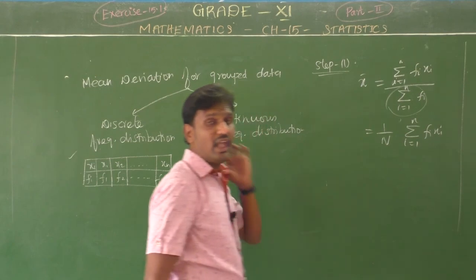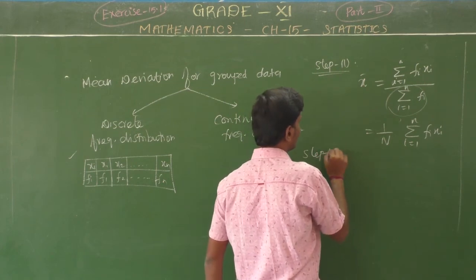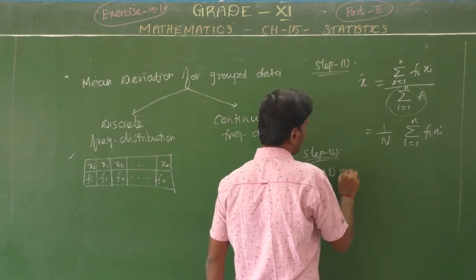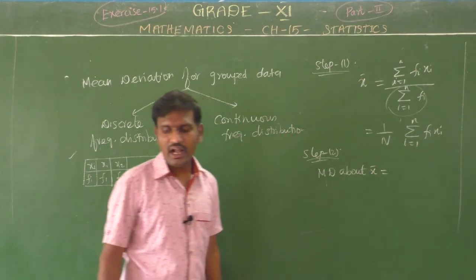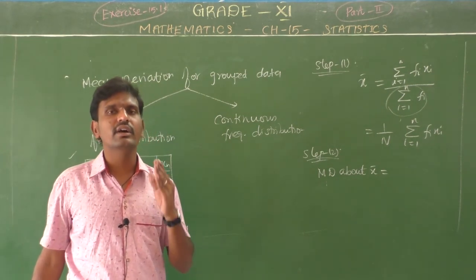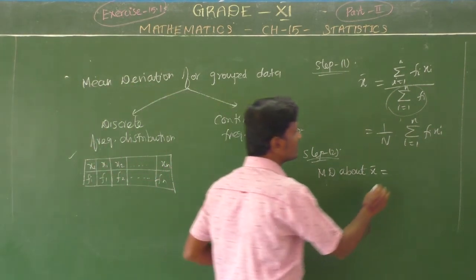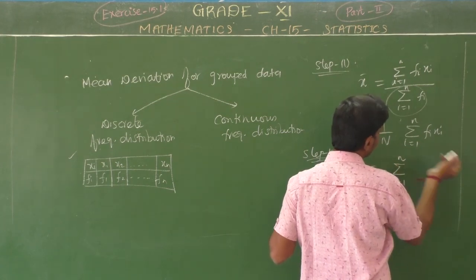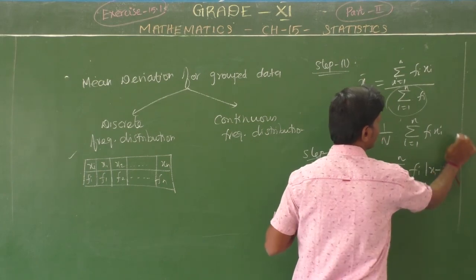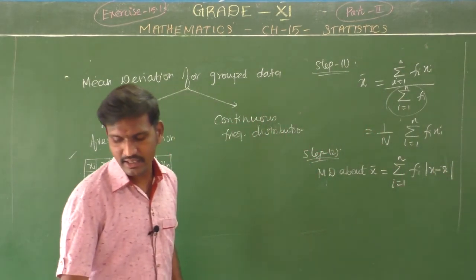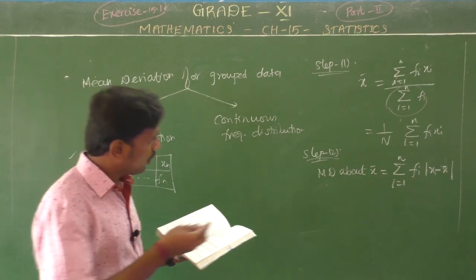So this is the first step, and in the second step we are going to do the mean deviation. Step 2, mean deviation, MD about mean, about x bar. Already you know, we have to find the absolute value, so instead of x we need to find the absolute value. For that, summation i equal to 1 to n, fi into modulus of xi minus x bar. Have you got it? So this is that mean deviation, the whole divided by n, that's all.